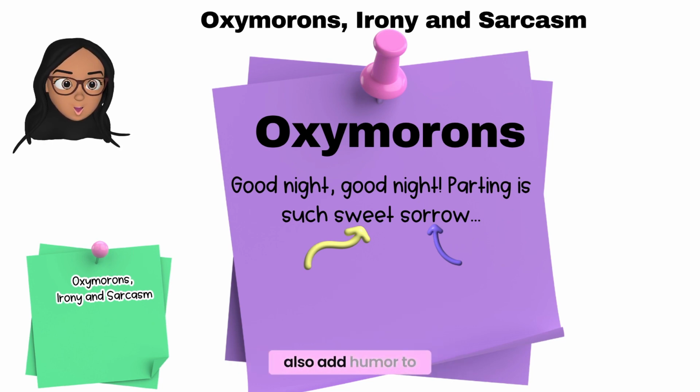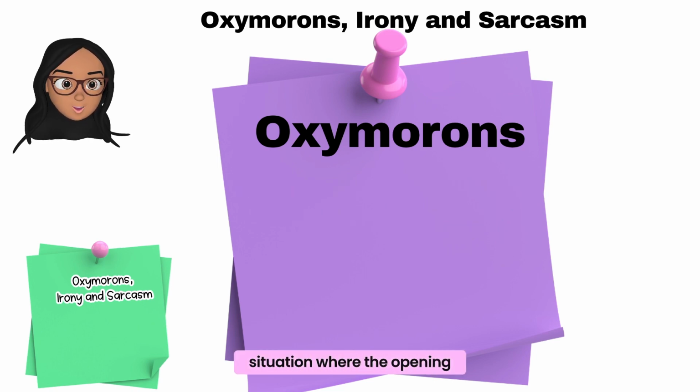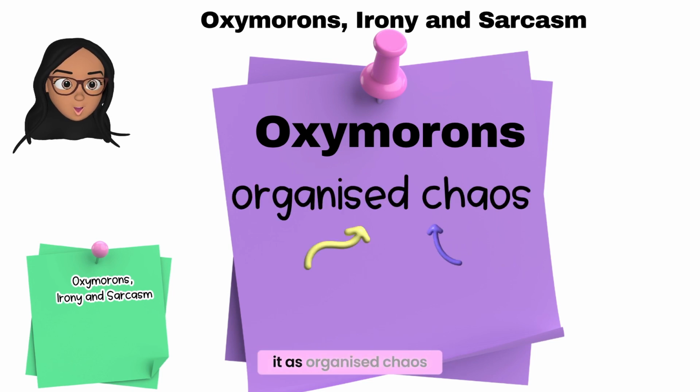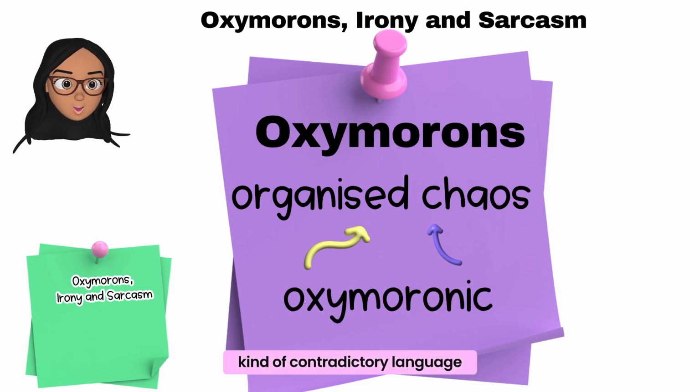Oxymorons can also add humour to a piece of writing. For example, imagine a situation where the opening of a new community garden was a bit chaotic. You could describe it as "organised chaos." By putting the words organised and chaos together, it emphasises that the opening was not well organised. The contradiction between the two words also adds a touch of humour. In fact, we can even use the term oxymoronic to describe this kind of contradictory language.